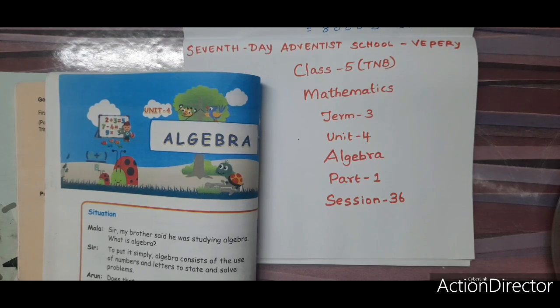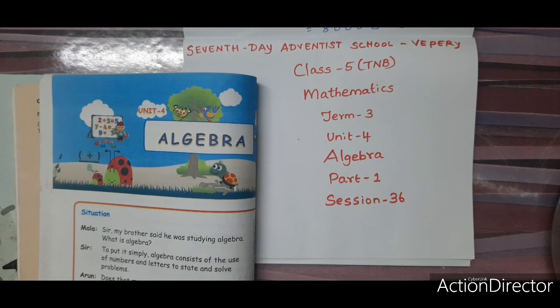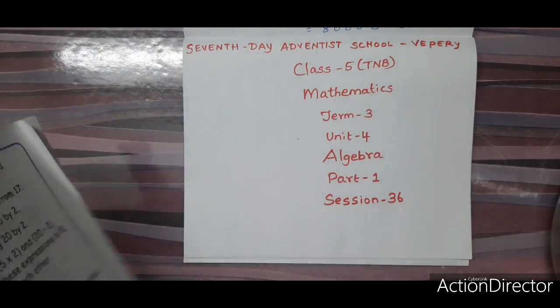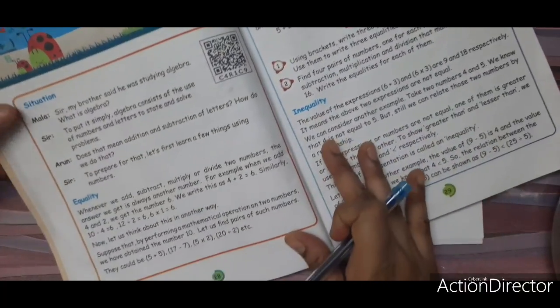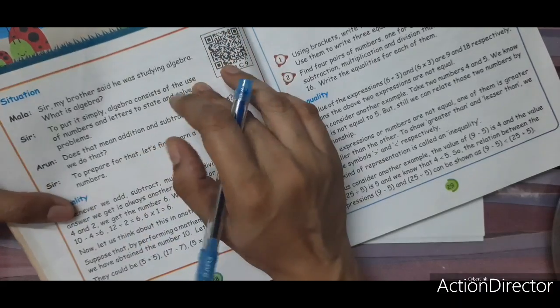Today we shall start with unit 4, algebra. This is a very easy unit, if you listen. Okay, so let's start the class. You can take your book, page number 28. So first, what is algebra?